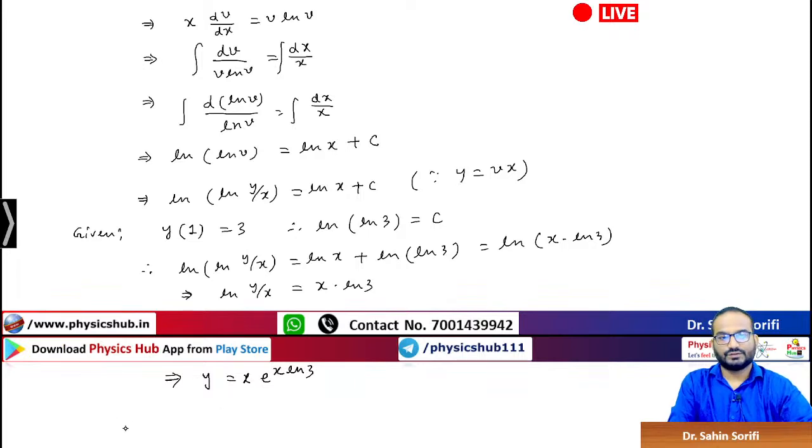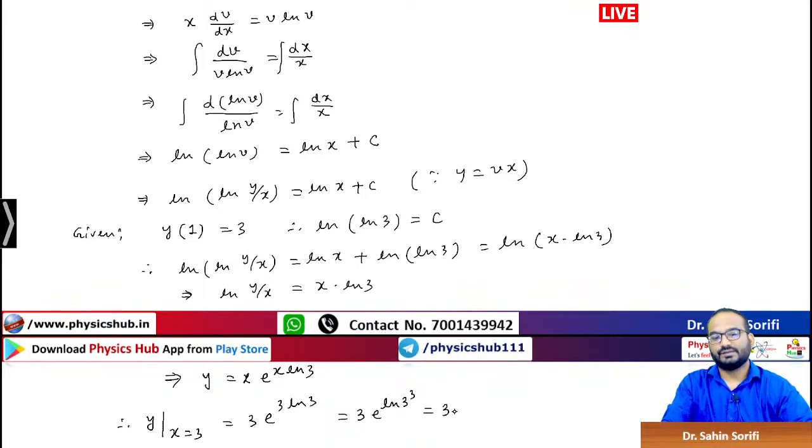So what you have to find out? You have to find out y at x equals 3. So y at x equals 3 is 3 e to the power 3 ln 3. So 3 e to the power ln 3 to the power 3. e to the power ln x equals x. So 3 times 3 to the power 3, 3 times 27, 81. Is that clear? Matching with option B.